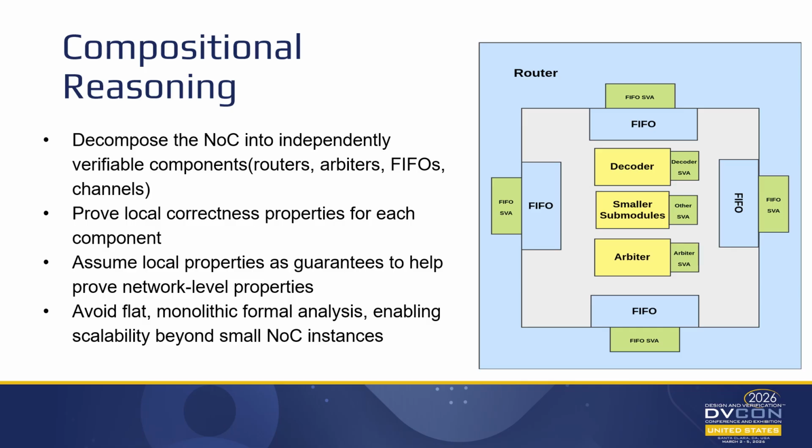After this, we assume these local guarantees to help prove the router itself. Once the router is proven, we assume router properties as guarantees to prove network level properties.